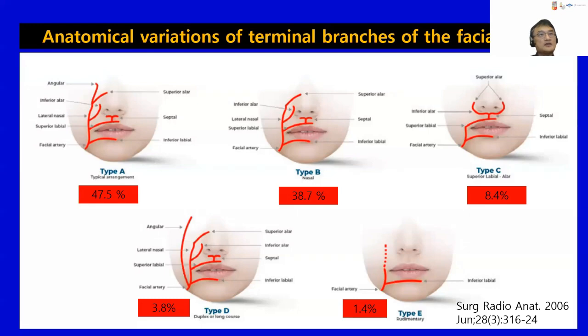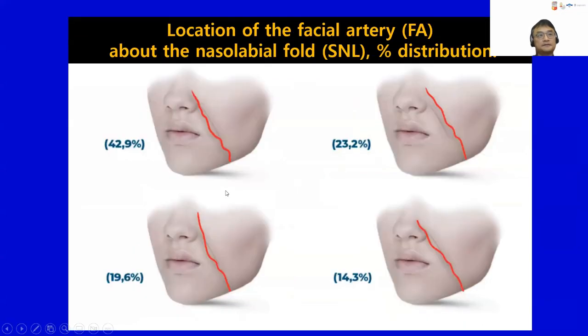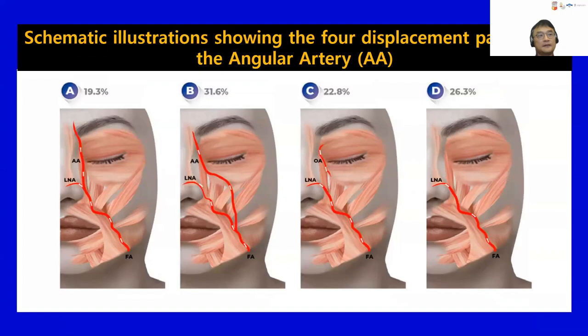This slide shows just how diverse anatomical variation can be. For example, a variation of the facial artery with emphasis on the superior labial artery is seen. Actually, you can see very variable instances of vessel variations. This also shows the variation of the facial artery about the nasolabial fold. It diverges from 42% to 14%. Here, you can see the variation of the origin of the angular artery. It also diverges from 19 to 31%.